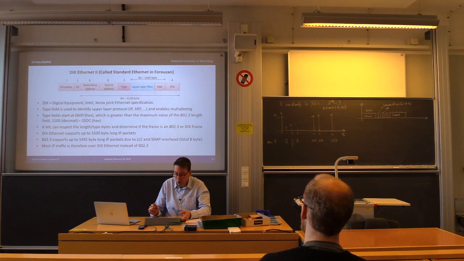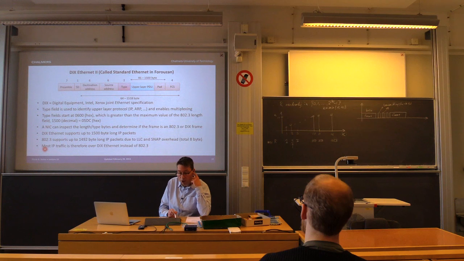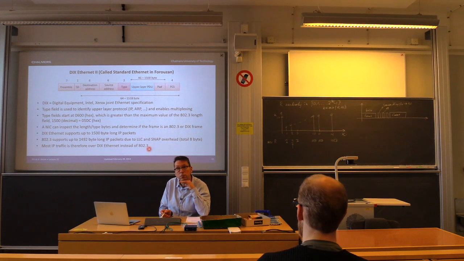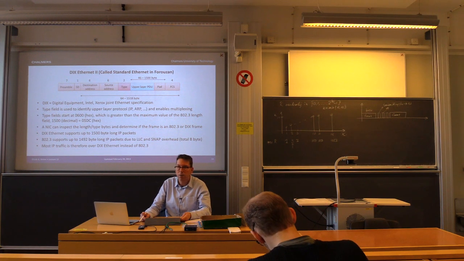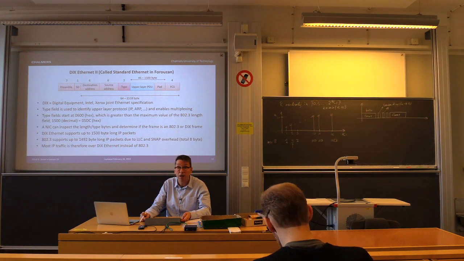Well, if you're really concerned about efficiency for IP, which one would you choose? Well, you would choose DIX Ethernet, right? Because you can have longer packets for IP in that case. So it turns out that most IP packets in practical networks are carried by these DIX Ethernet frames rather than 802.3. Okay, so if you wonder which one is most used today for IP packets, it would be Ethernet 2 or DIX frames.